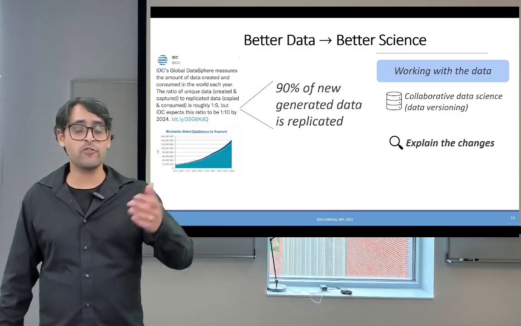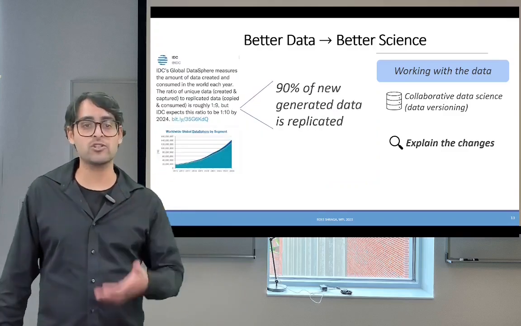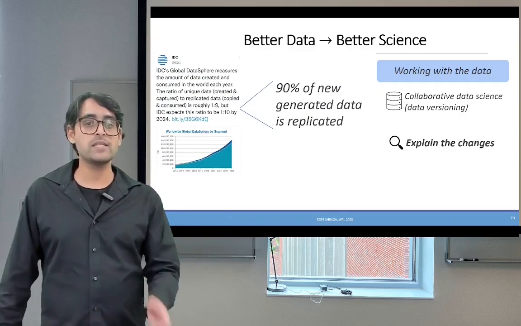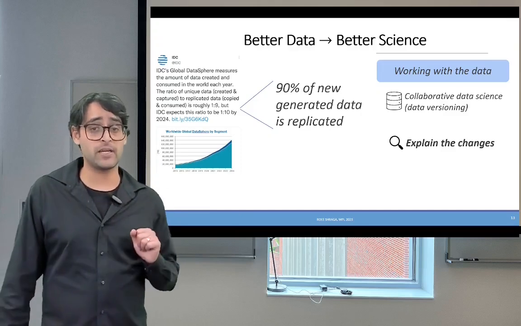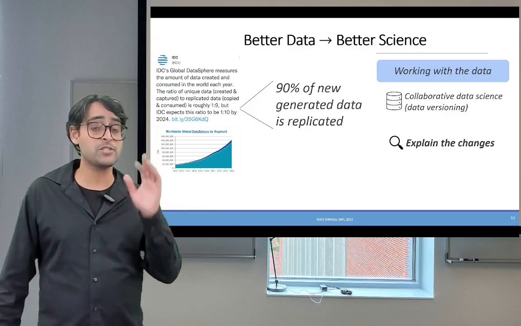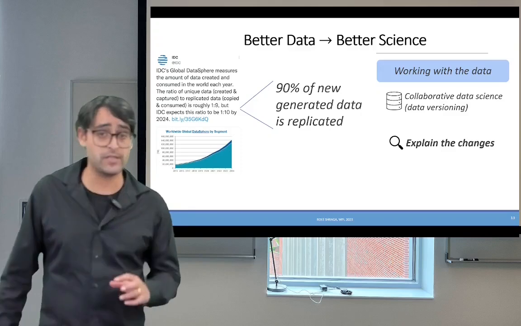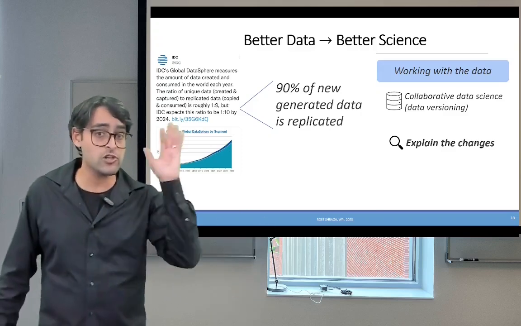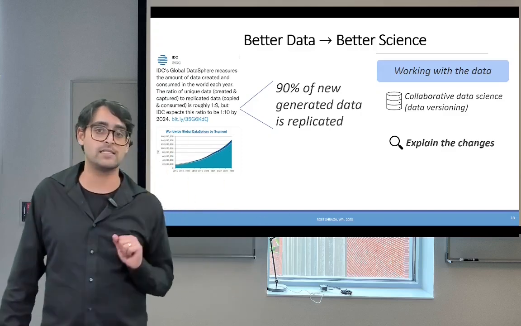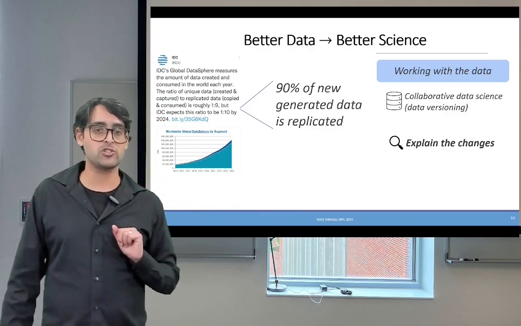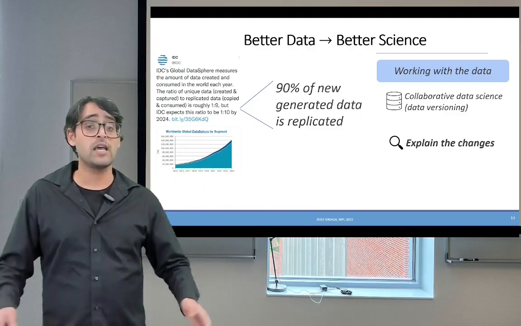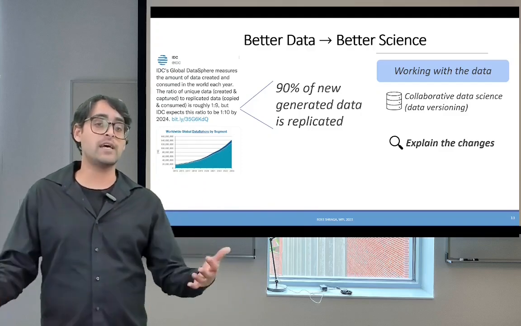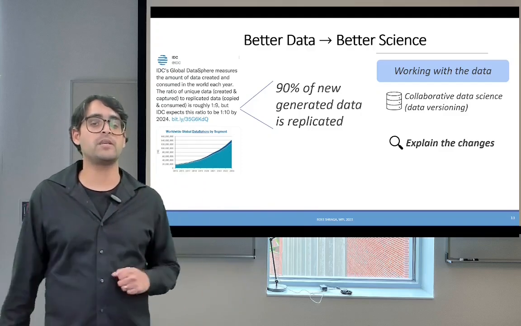So specifically, if we follow the IDC, which is the International Data Corporation, we see that 90% of the newly generated data nowadays is actually replicated. Or in other words, 90% of the data that is being generated in heavy masses is actually versions of data that already exist. Using this type of research, we can benefit from understanding the changes that happen to the data and try to understand better the new data that is being generated on a day-to-day basis.